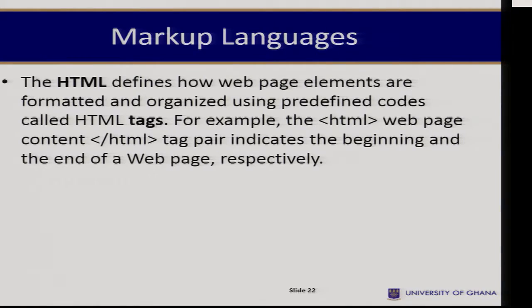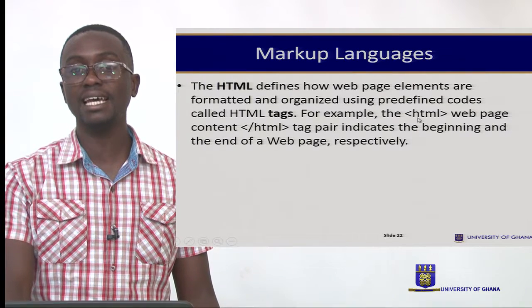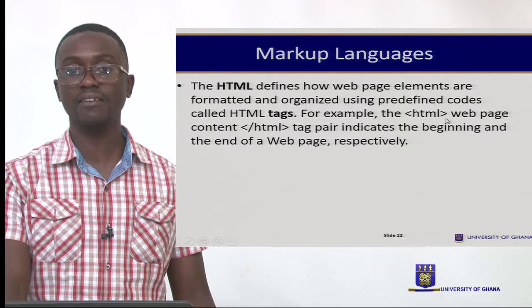The HTML defines how web page elements are formatted and organized using predefined codes called HTML tags. For example, the HTML you see on your screen is preceded with a less than sign, and after that you see a greater than sign. Now the HTML is what we call the tag, and what we use to identify the tag is the less than and greater than sign that surround it.